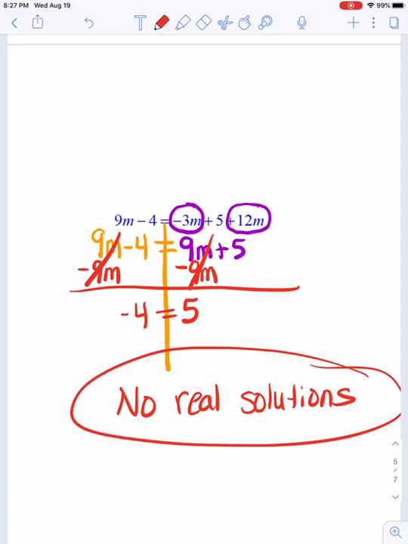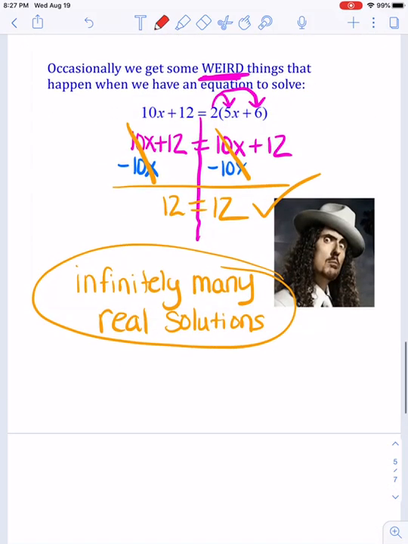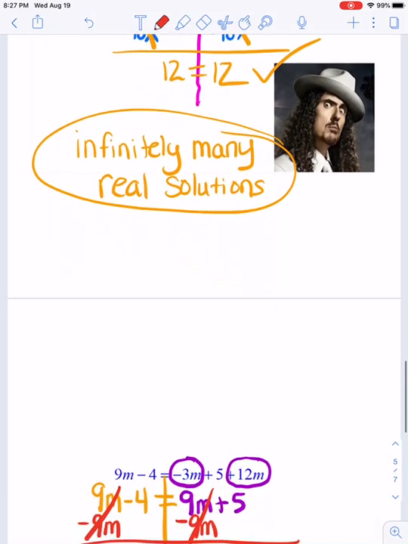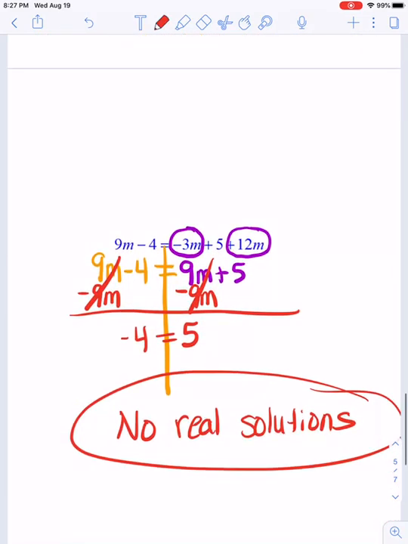So to recap, whenever our variables cancel out and we're left with a true statement in the end, like 5 equals 5, 7 equals 7, something like that, that means we have infinitely many real solutions. Whereas if our variables cancel and we have a false statement in the end, then that means we have no real solutions. So here is our lesson on solving equations with variables on both sides.